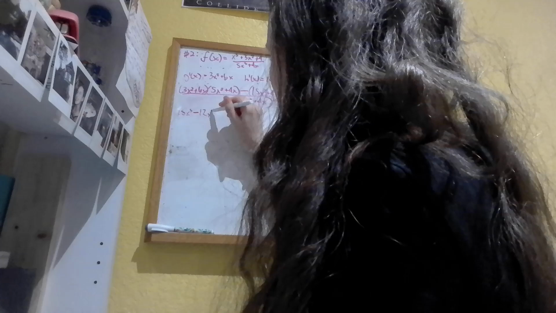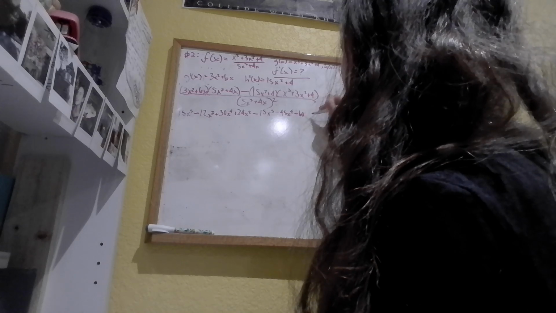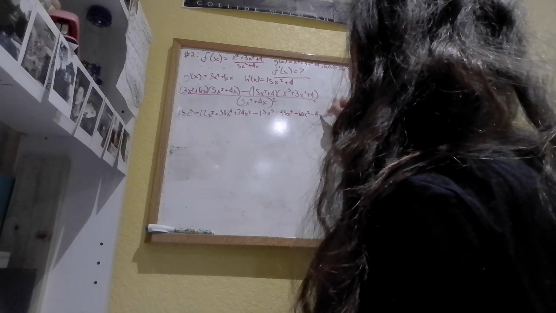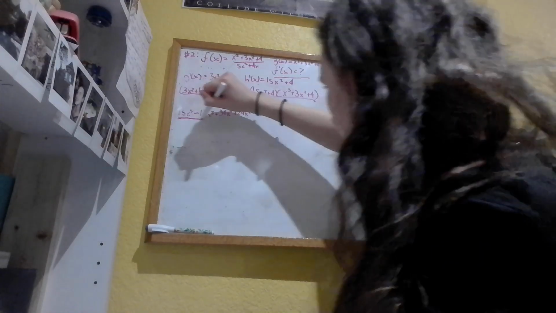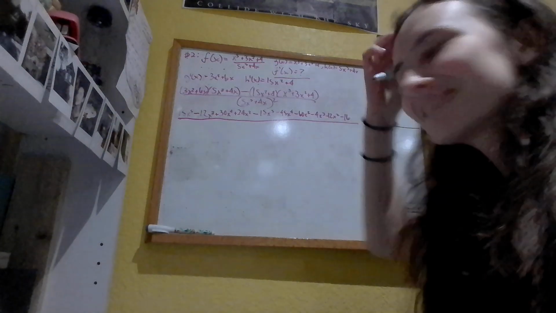Okay, so 3x squared times 5x cubed will be 15x to the power of 5 minus 12x cubed plus 30x to the power of 4 plus 24x squared minus 15x to the power of 5 minus, because this is positive, minus, negative sign, 45x to the power of 4 minus 60x squared minus 4x cubed, 12x squared, and finally 16. There we are. Long string of numbers.